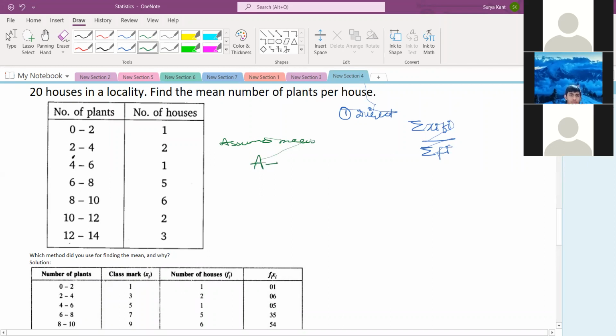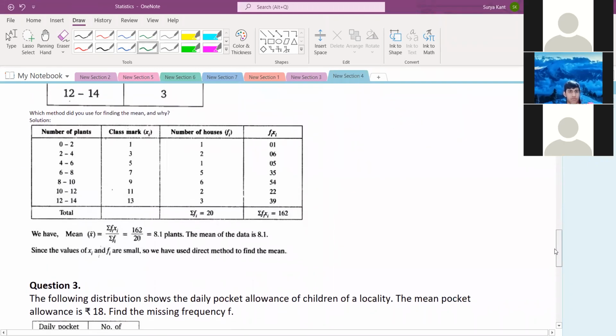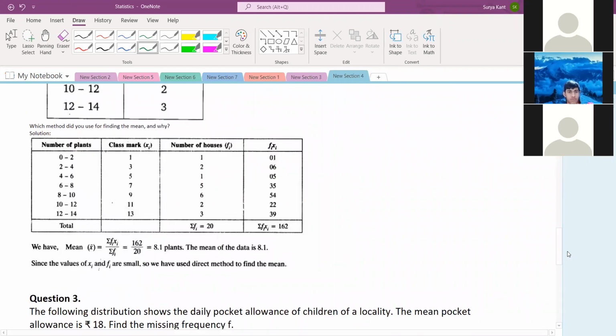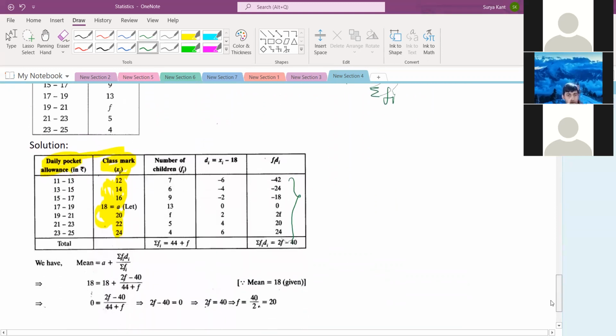A plus summation fi di divided by summation fi. You know this, children, or not? A plus summation fi di divided by summation fi. Okay. So how to find di, Samarth? How to find di? Do you remember this?